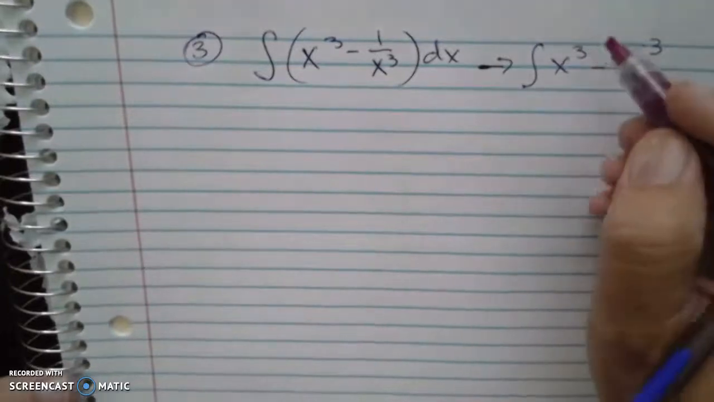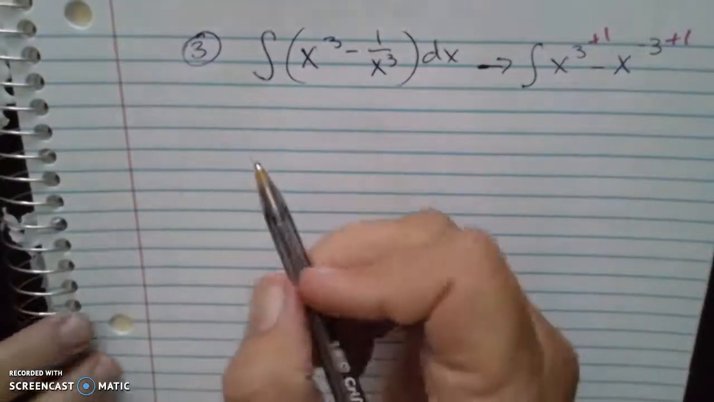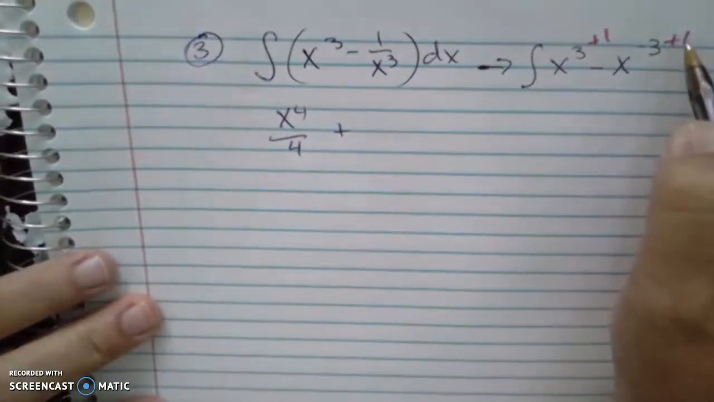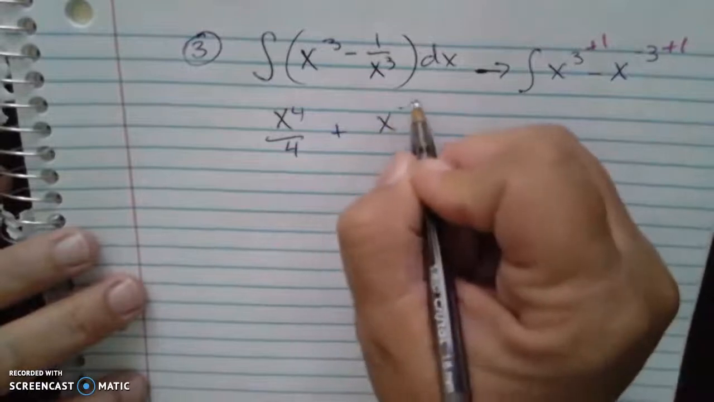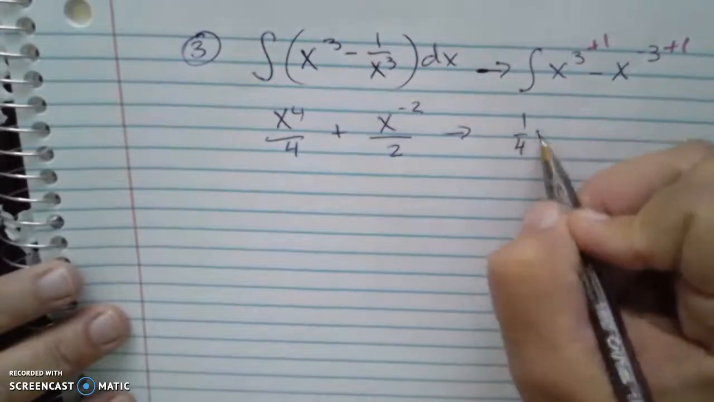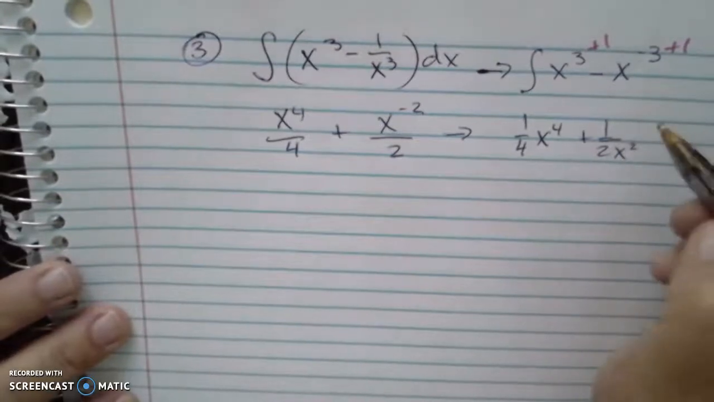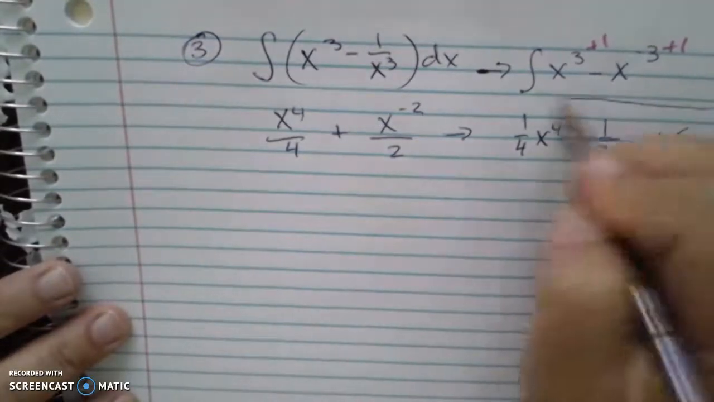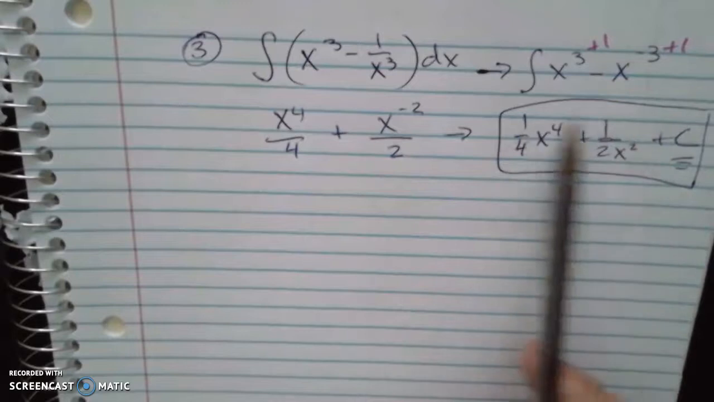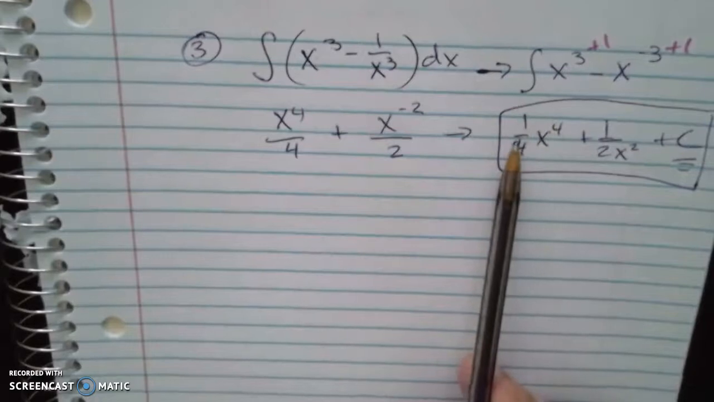And when we add 1 to each of the exponents, I'm going to get x to the fourth over 4 plus, what's negative 3 plus 1? Negative 3 plus 1 is negative 2, so x to the negative 2 over 2. And then that simplifies to 1/4 x to the fourth plus 1/2 and x squared on the bottom. Okay, plus c. You always have to add that plus c because if we take the derivative of this term right here, we're going to get this problem up here. See, 4 times 1/4 cancels each other out.